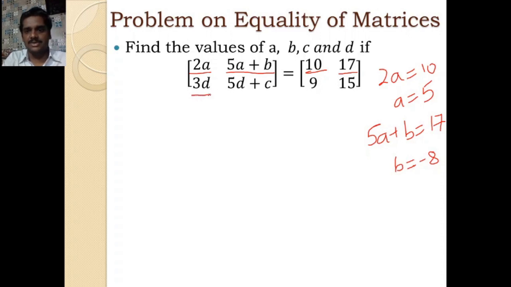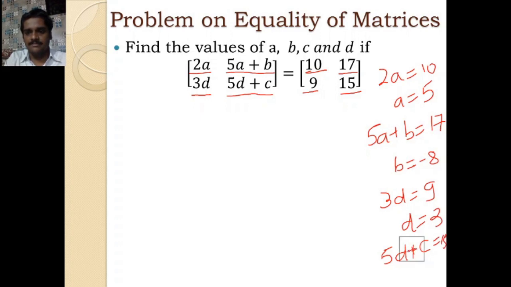Next is 3D equals 9. So that will give you the D value. D equals 3. Next is 5D plus C equals 15. Put the value of D into this. So 5 threes are 15. 15 will transfer to that side, which will give you C equals 15 minus 15. And that will give you C value 0.